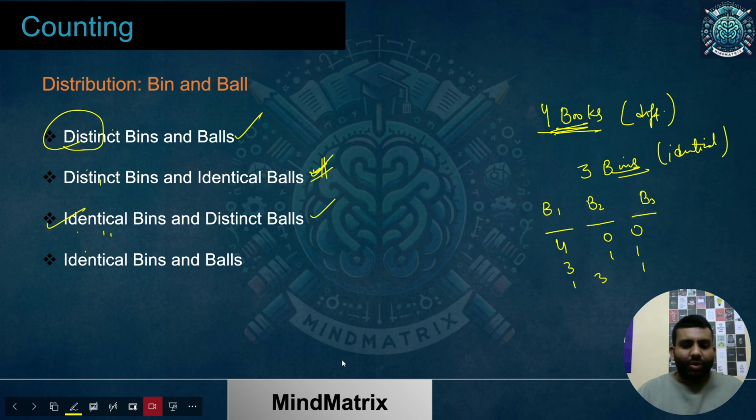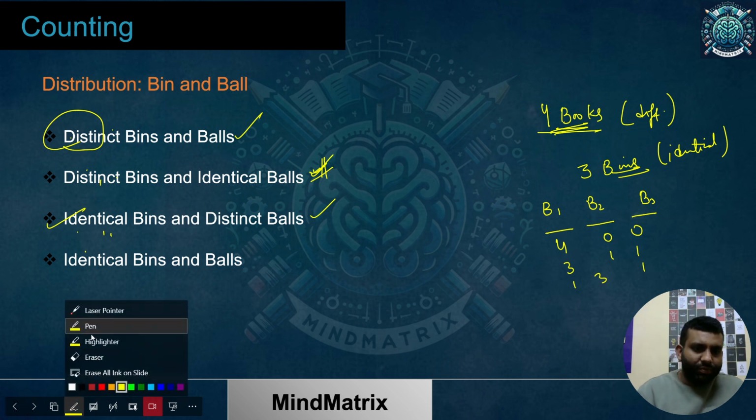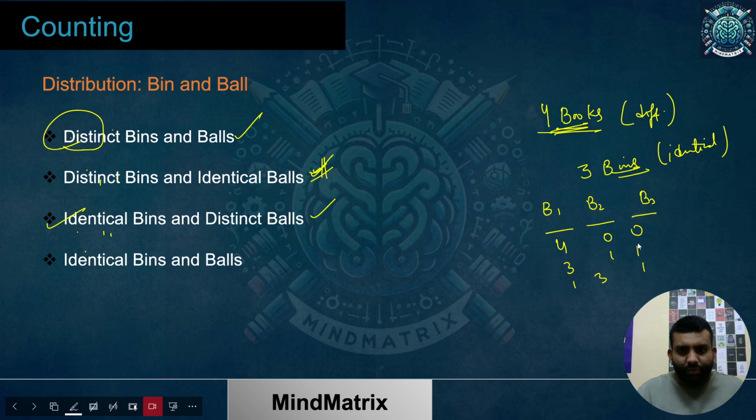Sorry, not 1 3 1, it's 3 1 0. It must be 0 over here or 0 over here, because we have only 4 books. Or it could be 2 2 0, something like this. The division which will be taking place would be the same for both cases. Because we have 3 bins, B1 B2 B3, I would be distributing the books like this.